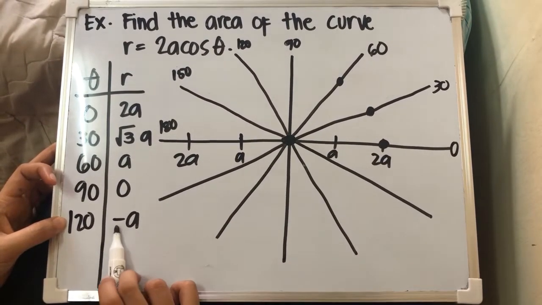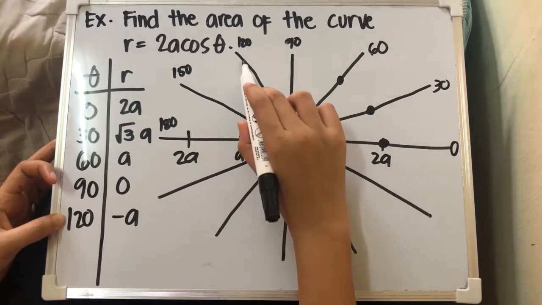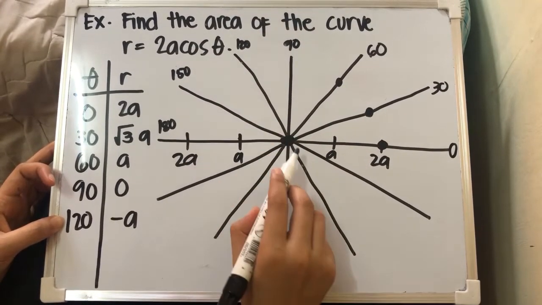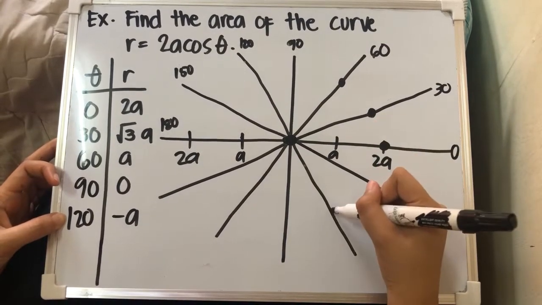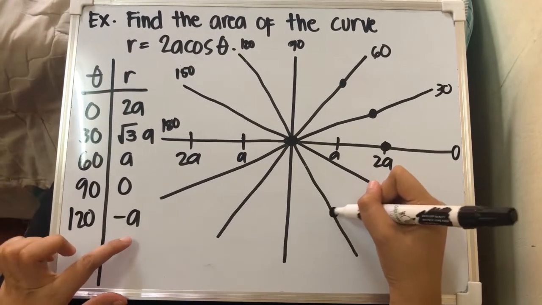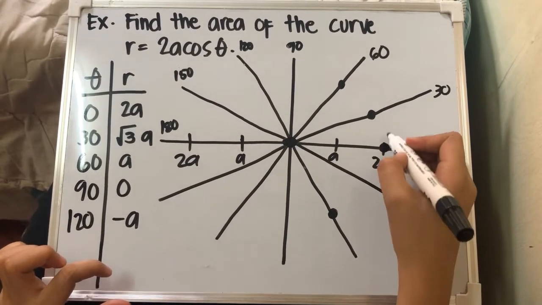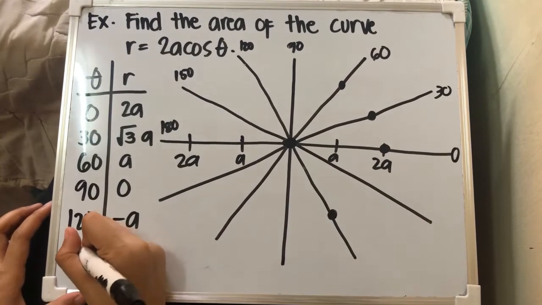So when you say that it's negative, instead of going here, this is the positive a, it will go to the opposite direction, meaning to say it will go here, the negative a, since it is negative a. Now, I think we haven't closed our area yet. Now, we'll continue with 150.